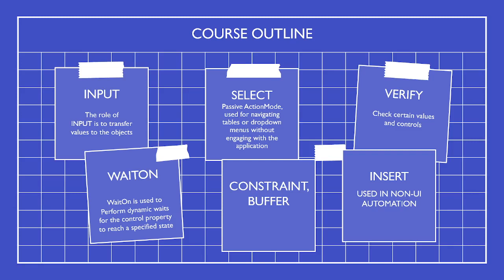WaitOn action mode is used to perform dynamic waits for the control property to reach a specified state. There can be two types of WaitOn: one is dynamic and another is static. We prefer dynamic WaitOn because static WaitOn is hard coded, where you give it a time of say 5 seconds, and every time you run your process or your test case, even if your application got executed in 3 seconds, it will wait till 5 seconds. That is a kind of delay, and not a preferred way.